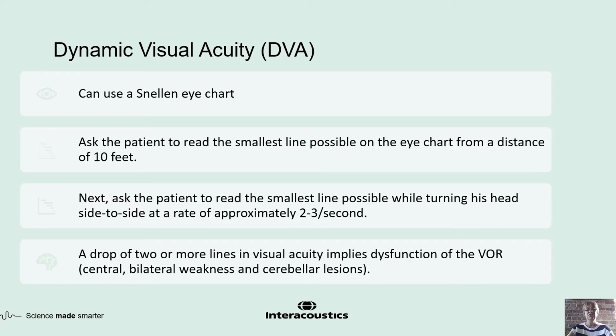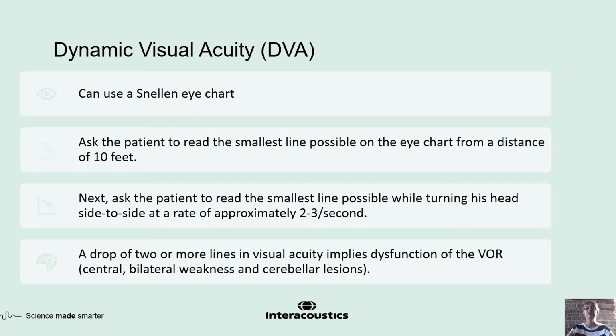So using a Snellen chart, you can also use symbols for children that are too young to know the alphabet. A patient is standing 10 feet away from this chart on the wall. First up is the stationary, so they don't move their head, just read the line. Then we start shaking their head. Again, we ask them to read the chart down till they can no longer see it clearly.